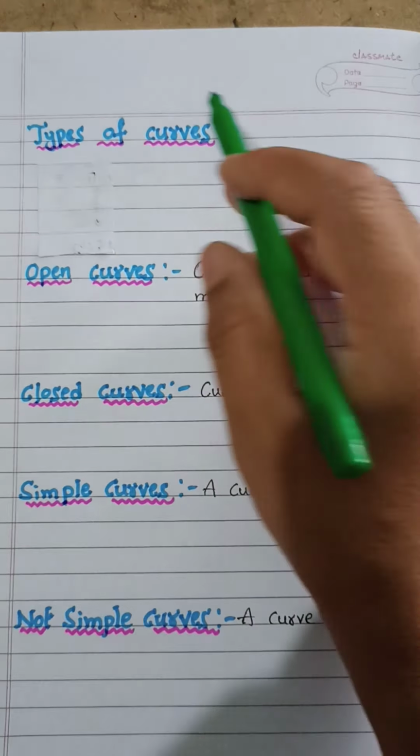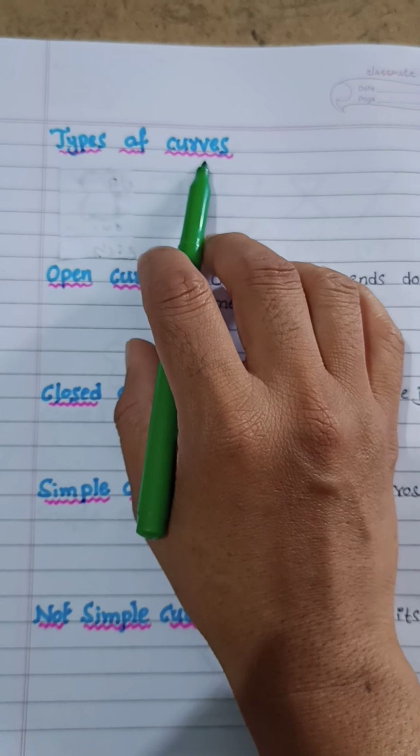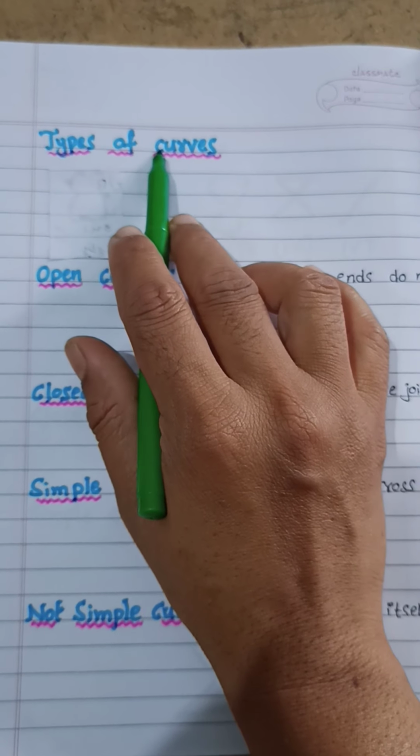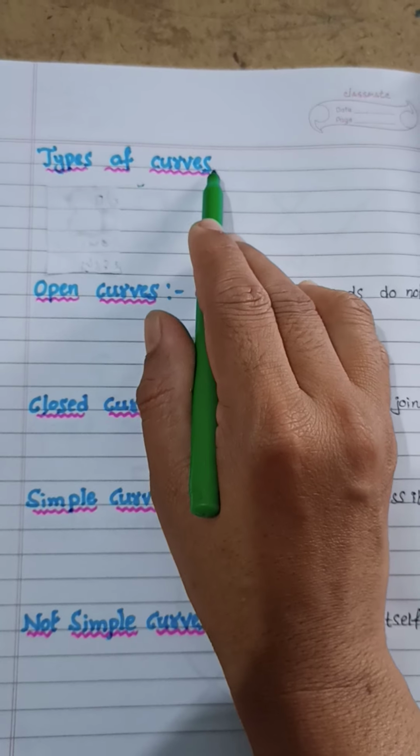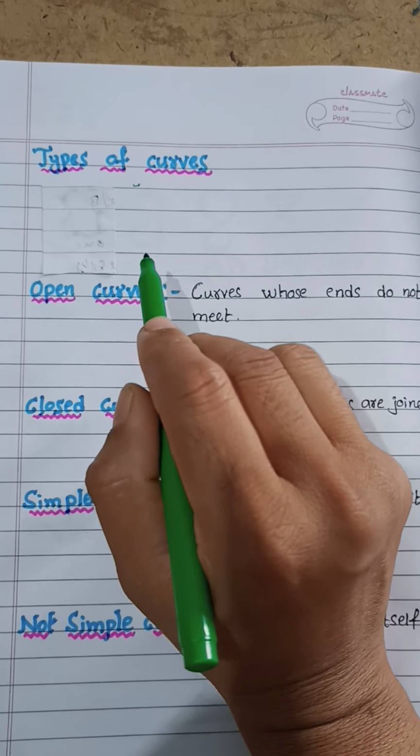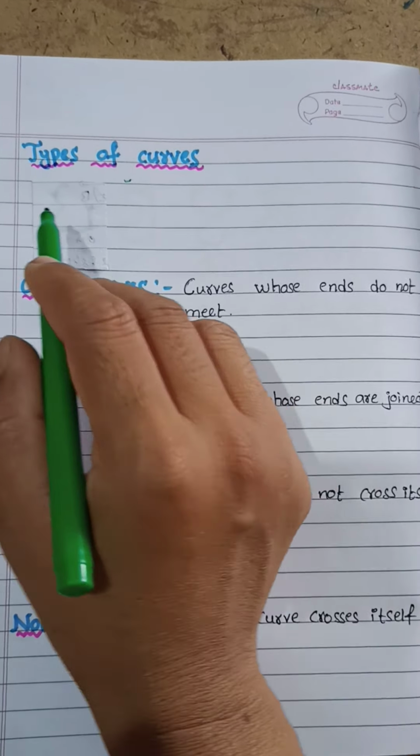Today in this session, let us discuss types of curves. Before going to learn types of curves, first we have to know what is a curve. A curve is a line that is drawn without lifting a pen. Say, for example, here I started drawing a line with a sketch like this, and I ended here. This is called a curve.